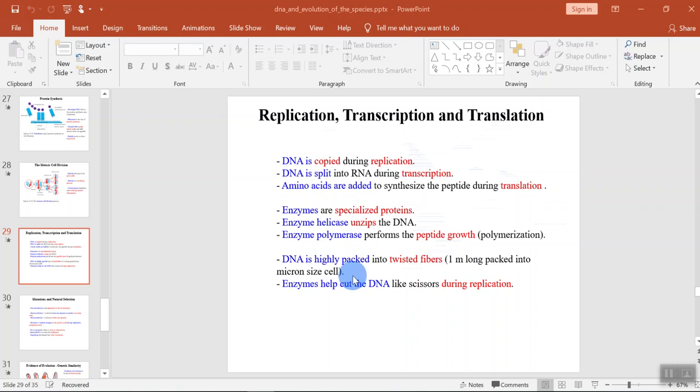DNA is highly packed. It's about 1 meter long, packed into a micron-sized cell. It has to be unwound and unzipped and so on at the protein synthesis step before it's replicated. Enzymes help cut the DNA like scissors during replication. So, anyway, during cell division, chromosomes form from the melted genetic material.